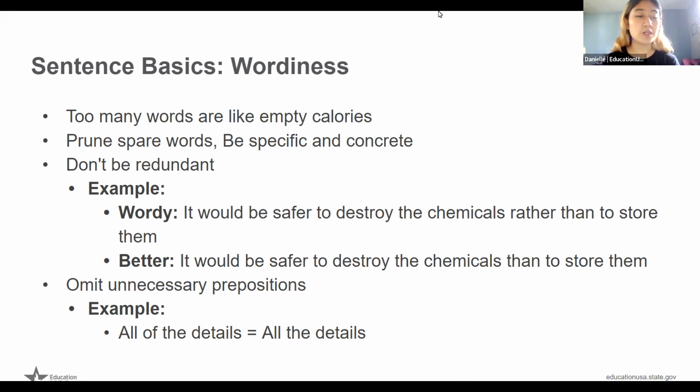There's also the section to omit unnecessary prepositions. You might get flagged on your Word documents a lot for this. I keep getting flagged for it. For example, it says "all of the details." You can just say "all the details," which sounds weird to me, if I'm being honest, because you're so used to saying the preposition there. But you don't have to say the preposition. In fact, it's more proper not to.